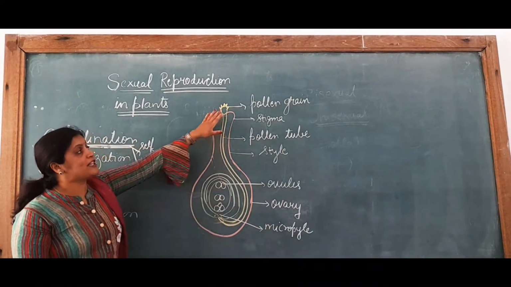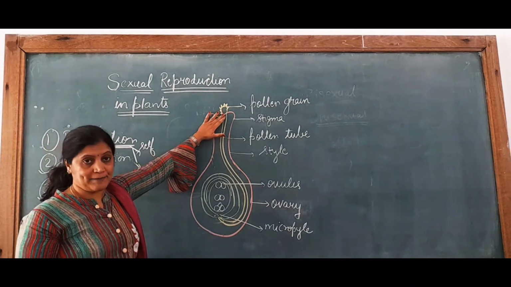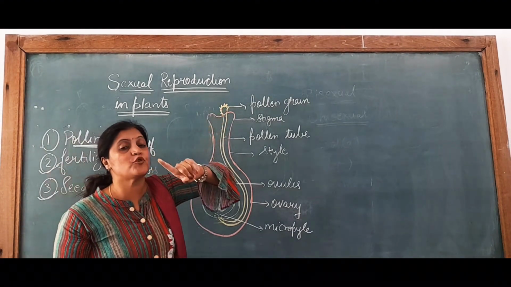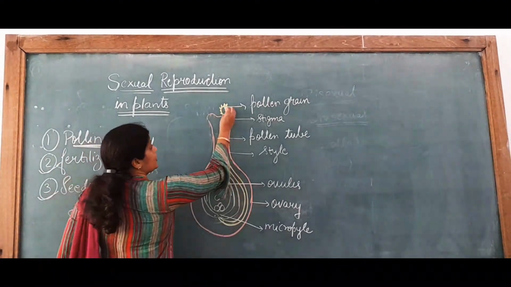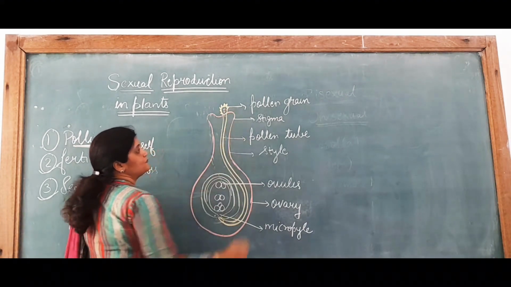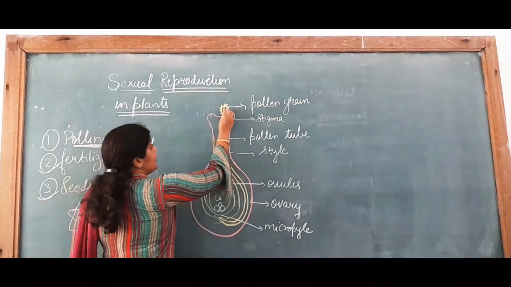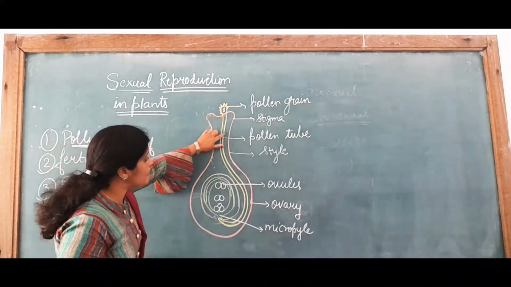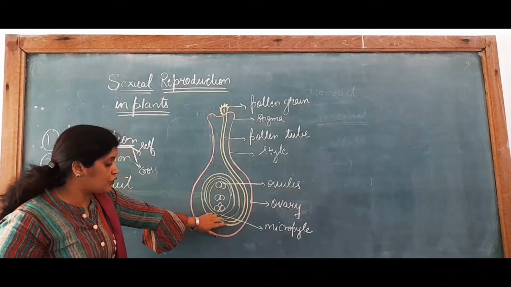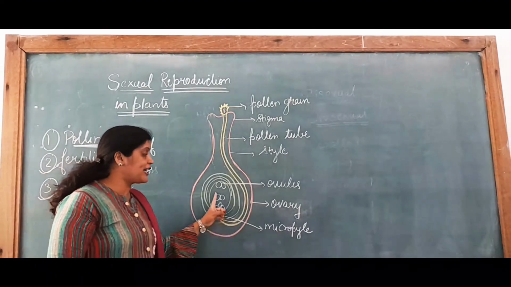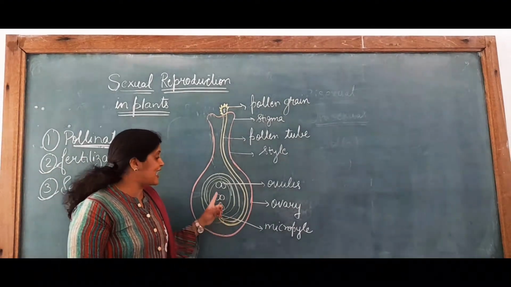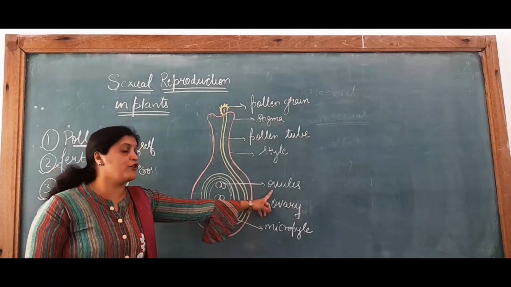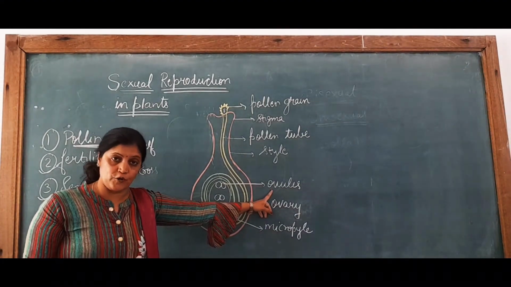Fine. Now, when the pollen grain comes to the stigma, it divides and forms two nuclei. So in the pollen grain, two nuclei are present. What happens? The first nucleus will come through the pollen tube and enter inside the ovary. And inside the ovary, what is present? Ovules.